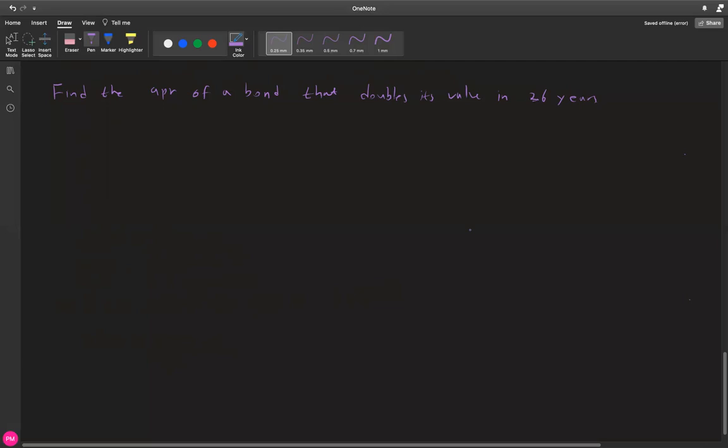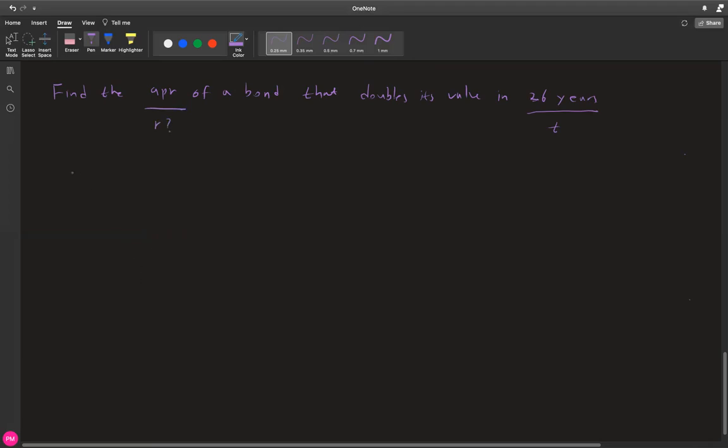So that's all you're given in the problem. You're not given as much information as before. We're not given the face value, we're not given the principal. All we're given is the term. We know that it's a 26-year term, but that's the only thing we know. And what do we have to find? We have to find the APR.